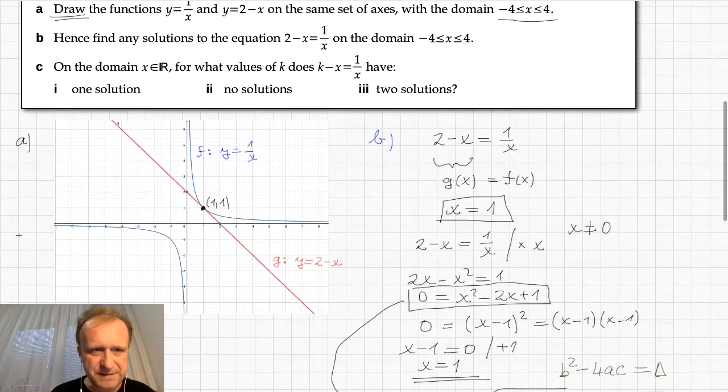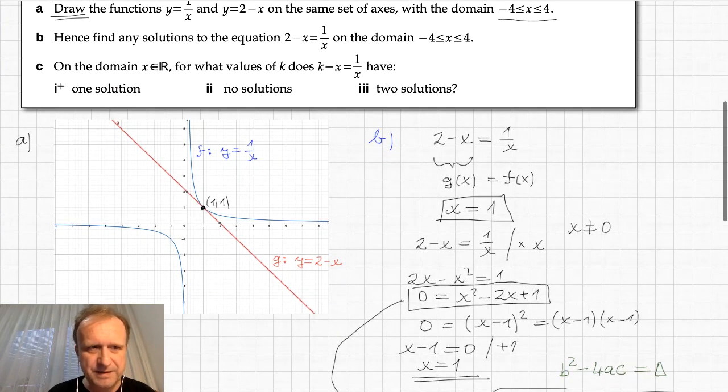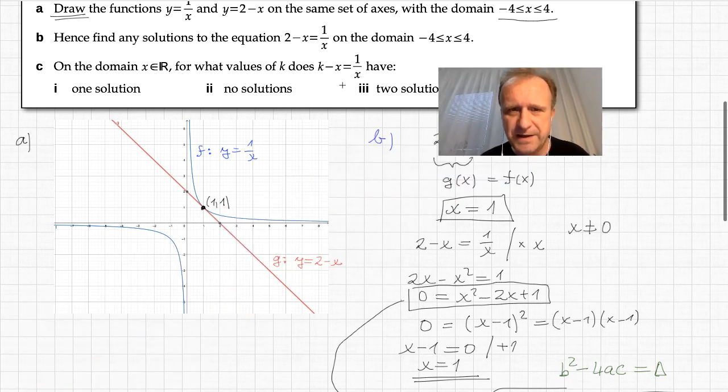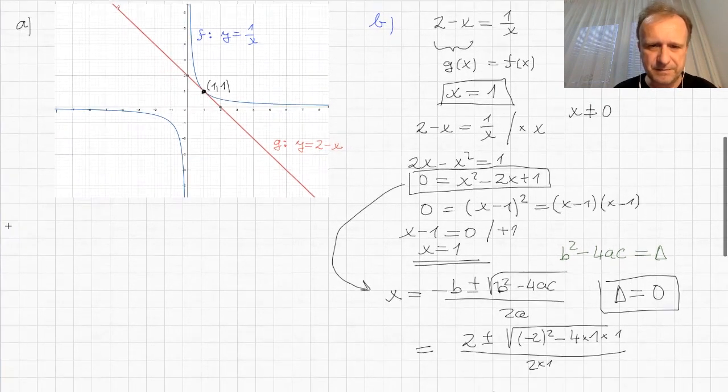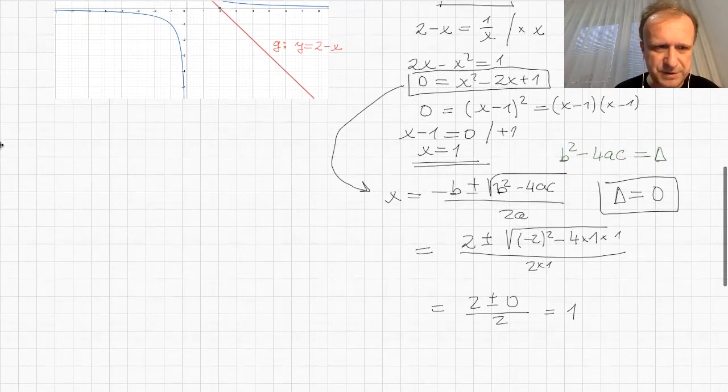Now let's look at part C. In part C, on the domain x is in R, so we have the entire set of real numbers: for what values of k does k minus x equals 1 over x have one solution, no solutions, or two solutions? So again, we have somewhat of an interesting situation.